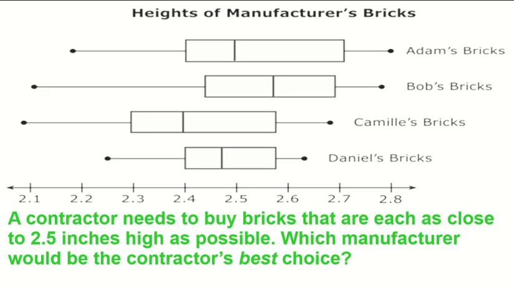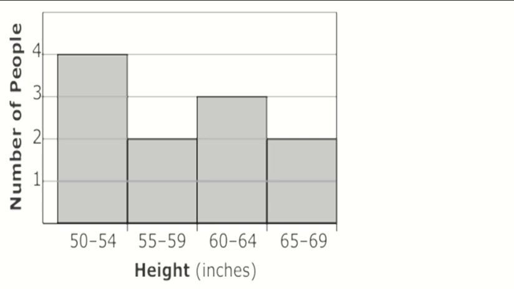Oh, whoops. Forgot about that one. So contractor needs to buy bricks that are each as close to 2.5 as possible. So if we're looking for 2.5, that's right there. And like I was saying, you want the one that's kind of closest and most consistent to it. The one that's tightest to that is Daniel's bricks. That's how that one would work. Even though the median for Adam's bricks is just about right there. That makes sense? Sorry, I forgot that question was there.